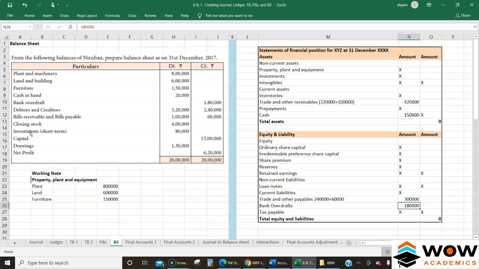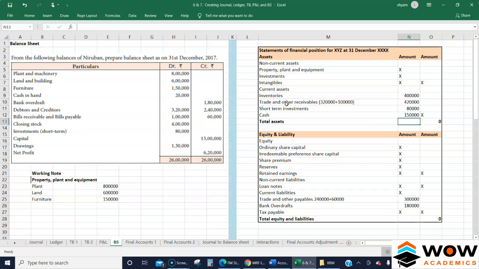The next is closing stock. Closing stock is an inventory. So closing stock inventory would be 4 lakhs. Don't get confused with the names, because you have to be very clear with the names. Stock refers to inventory. The next one is investments. It's short-term investments, which would be available here. If it's not available, you can just insert one. Short-term investments, that's 80,000.